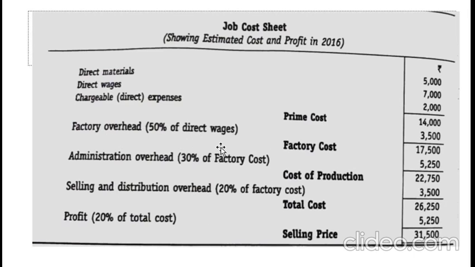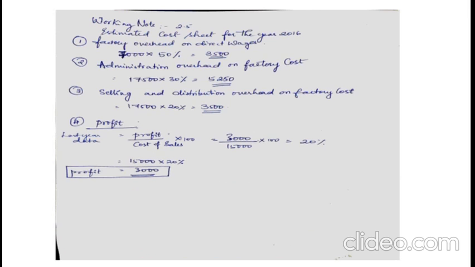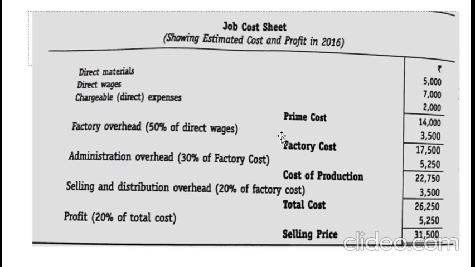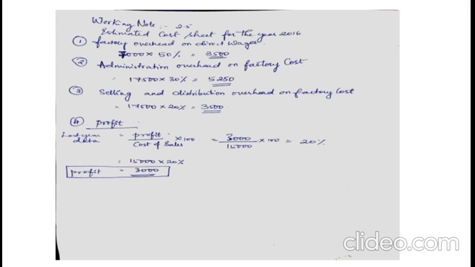So how is the calculation done? Let us look into the working note. So here factory overhead on direct wages. For this estimated cost sheet, what is the factory overhead? In the estimated cost sheet, direct wages is 7,000. 7,000 into 50%. You all know how you got this 50% from this calculation.